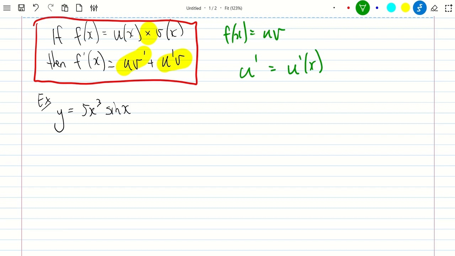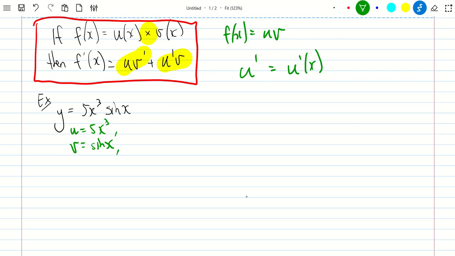The best way to do it, and this is good for when we get to the quotient rule, which will be the next video, is to write it down like this. So u is equal to 5x cubed. That's my first function. And v is equal to sine x. There's a reason I've written it down like this, and it would be good if you get into the habit of writing it down with u and v one on top of the other and doing it in this format, because I'll show you why this will work in a second.